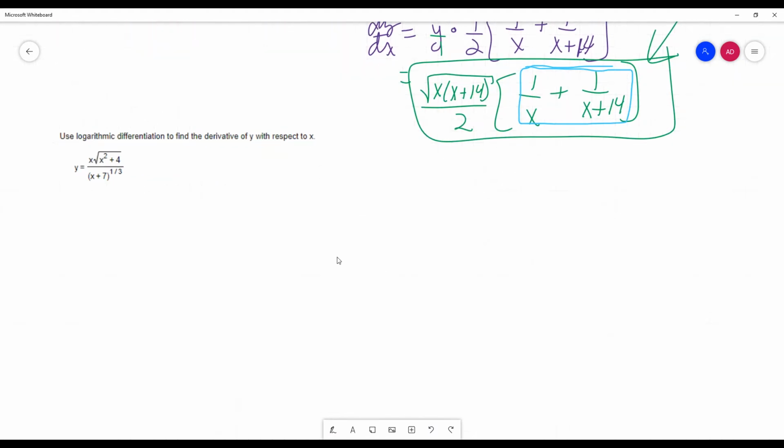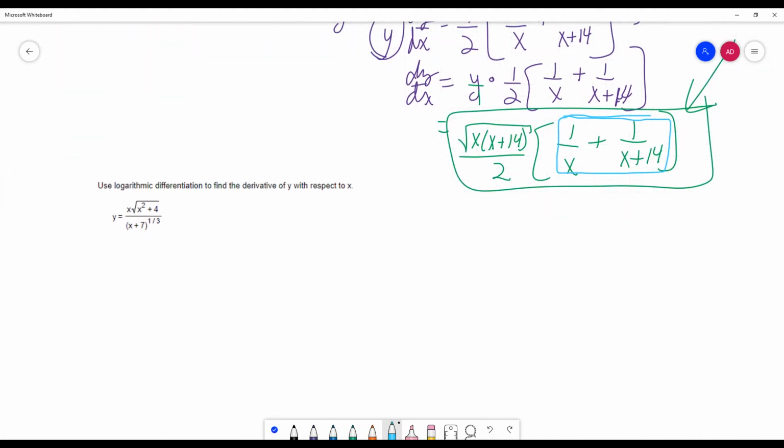All right, last but not least. Like I said, I'm going to be super neat. We'll see. All right, so here we have a funky old problem.